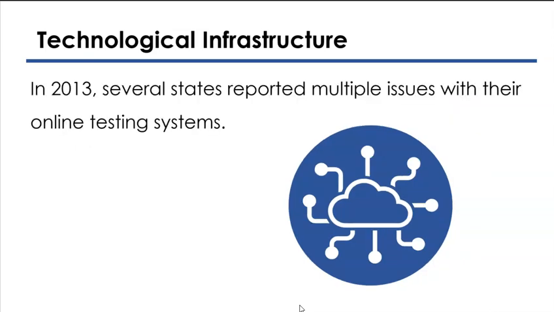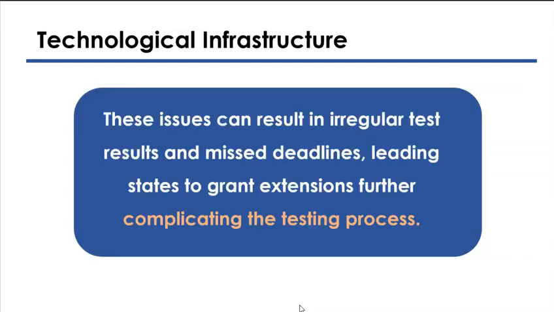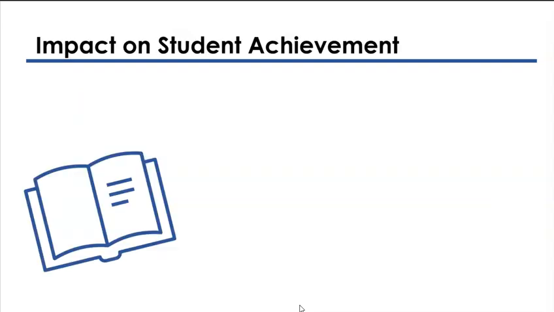In 2013, several states reported multiple issues with their online testing system. Students reported slow loading times of questions. Some students were closed out of testing mid-test, and some were unable to log into the test. These issues can result in irregular test results and missed deadlines, leading states to grant extensions, further complicating the testing process for everyone.